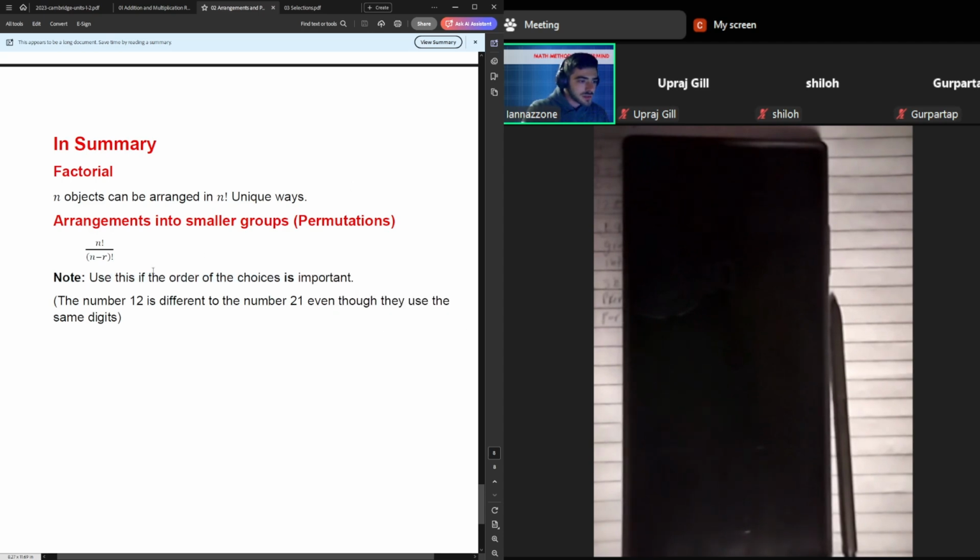Worth highlighting, once again, you use this type of equation if the order of the choices is important. The typical example could be from numbers, right? If I put a 1 and a 2 next to each other, that's 12. If I do it the other way around, that's 21. The order in which I write those things matters a lot, so we would use permutations.